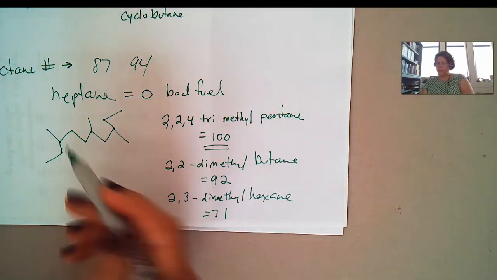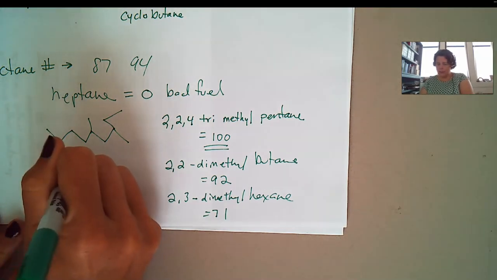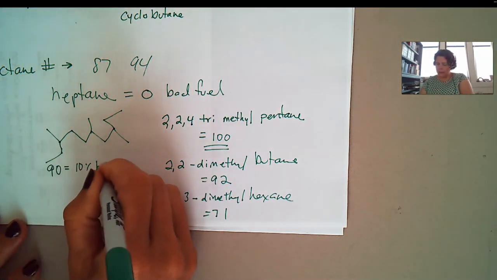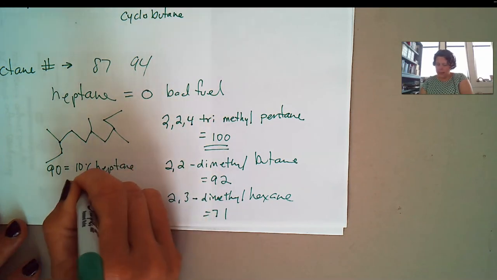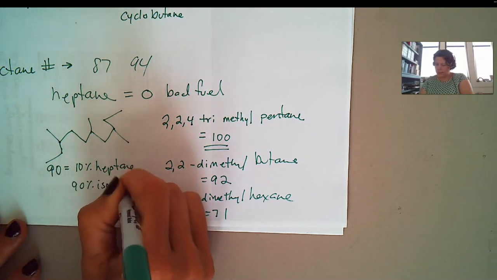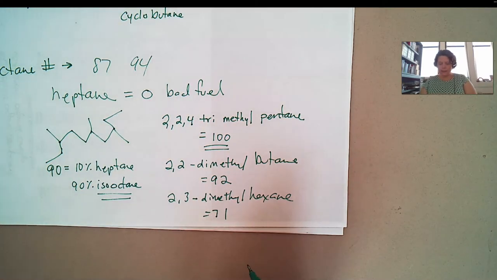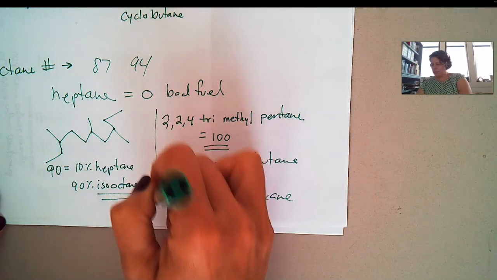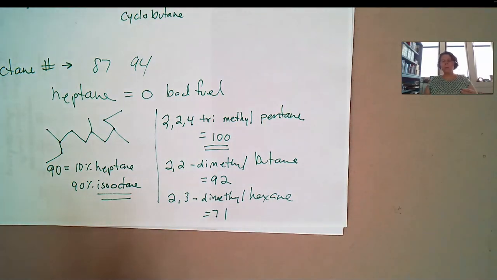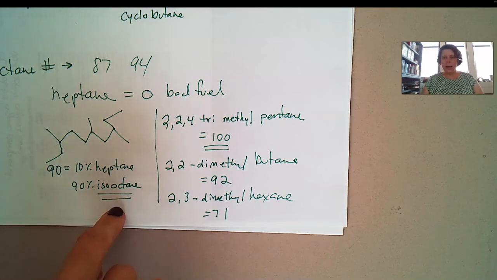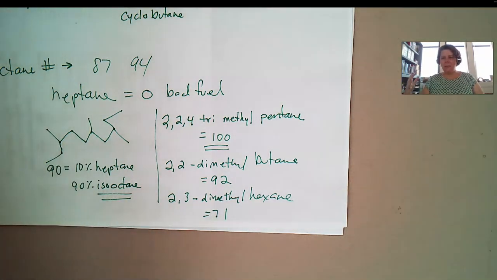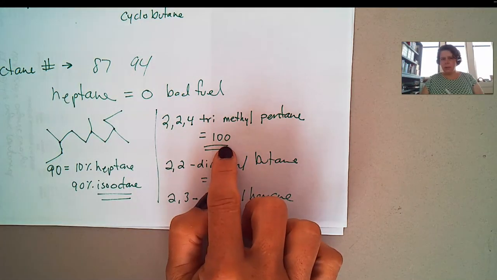So if you have an octane rating of like 90, it means you can have 10% heptane and 90% isooctane. So what is isooctane? Isooctane is kind of a mix of all these different compounds. What we really have is a mix of branched compounds, and that is what isooctane is. So when we buy gasoline, what you're actually getting is isooctane, a mix of all these different branched compounds, and the top one, at 100, is this one.